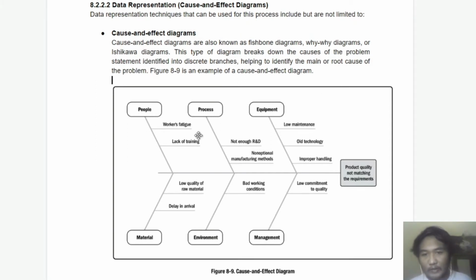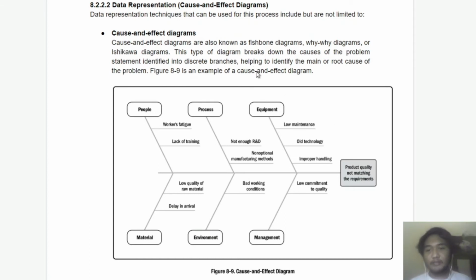So here I'm going to explain about when to use it. It is used when we are searching for a specific cause or a main cause of a simple or complex problem, whatever it is. For example, we are searching for the reason why product quality is not matching the requirements. And then it can also be used when the team has run out of ideas about how to find the root causes of a specific problem.